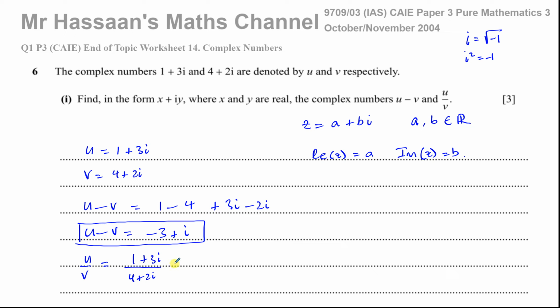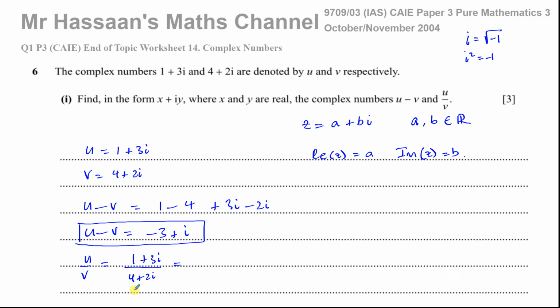Now what we have to do is something very similar to when we rationalize denominators. Here we have a denominator which is imaginary. It's a complex number made up of a real and imaginary part. So what we have to do is make the denominator a number which is completely real. It's called realizing the denominator. Not rationalizing, but realizing, making it into a real number.